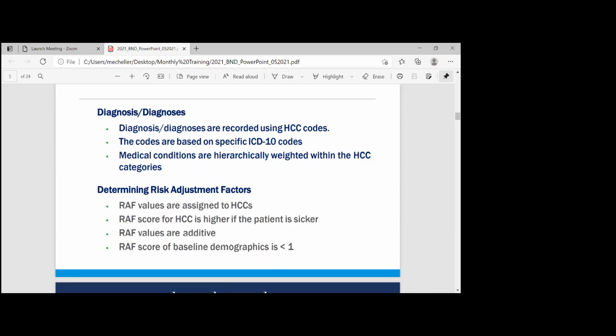So when we're determining a risk factor in the adjustments, the RAF values are assigned to the HCC. The RAF score for an HCC is higher if the patient is sicker. So the more diagnoses we have for a patient, the more sick, the more chronic disease they have in their profile, the higher the RAF score. And RAF scores are additive. So we've talked about in some of the previous trainings, diagnoses codes that could be submitted in addition to others, which would increase the RAF. And then of course, the RAF score baseline demographic is based on the calculation of less than 1.